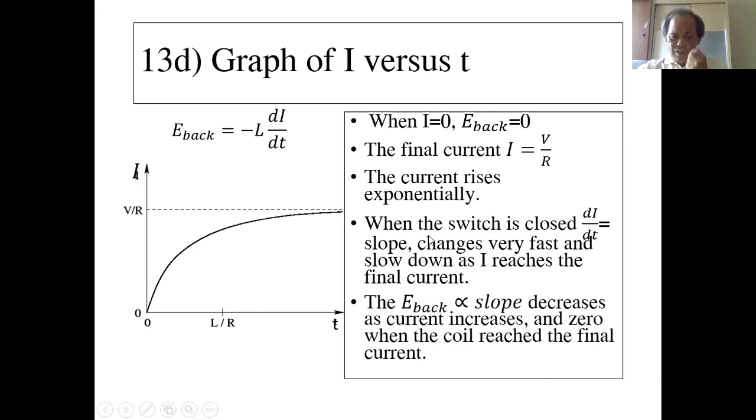So back EMF is proportional to di/dt, and di/dt is just the slope. So back EMF decreases as current rises, and is 0 when the coil reaches the final current. At this part, no back EMF anymore. The current doesn't change. The field doesn't change anymore.